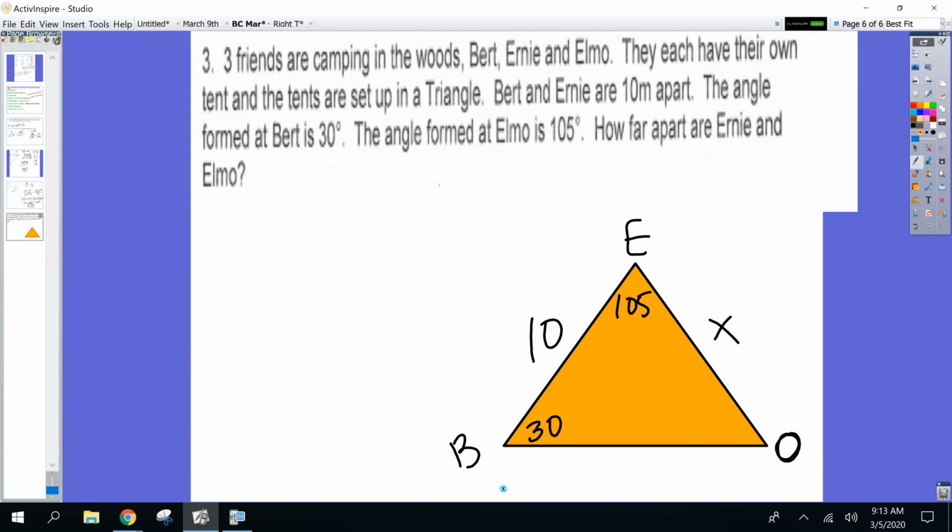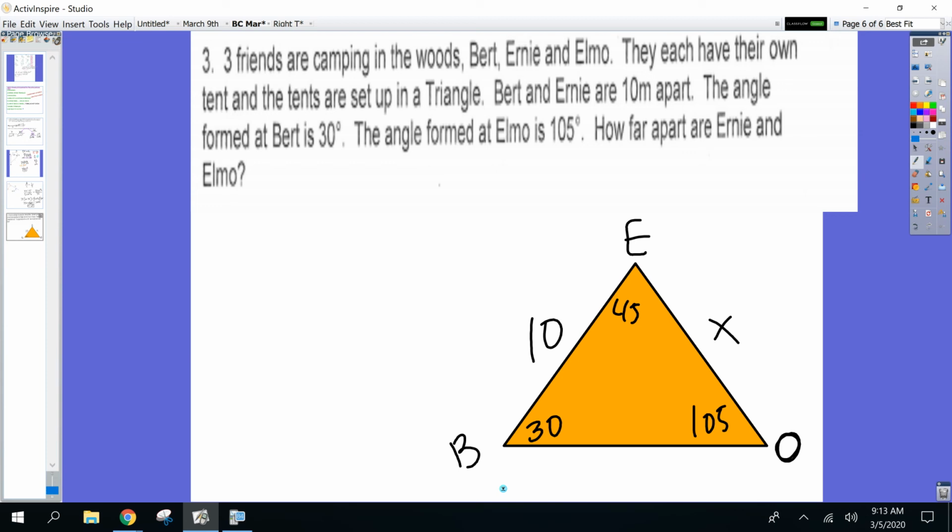Oh, Elmo 105. Yeah, okay, I got E. Let's try that again. 105. There we go. What's our move here? Find the third angle. Okay, we could. Which would be what? 45, okay. What's your next move? Got to find this side.